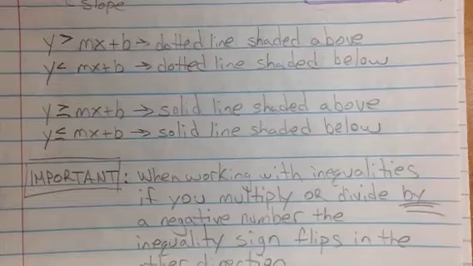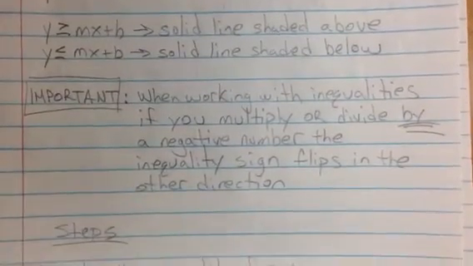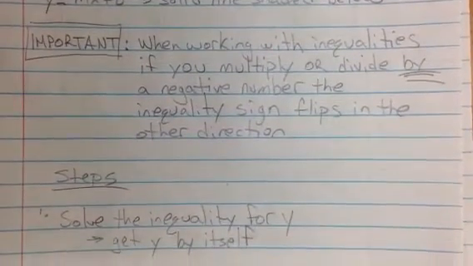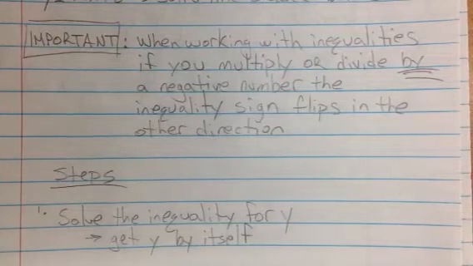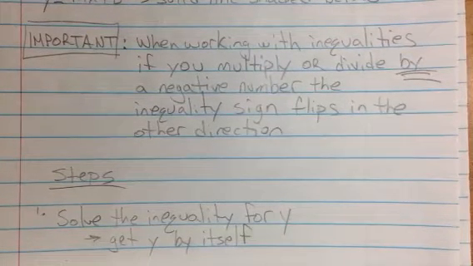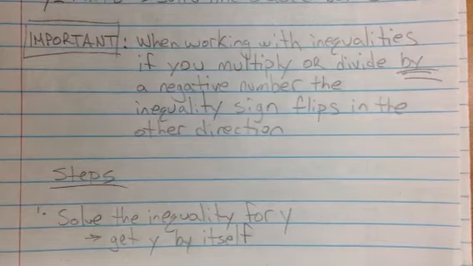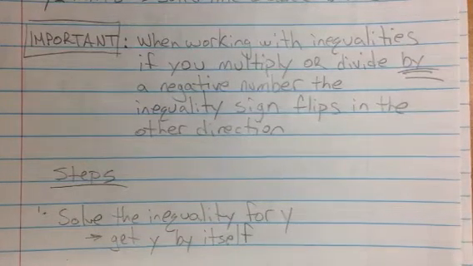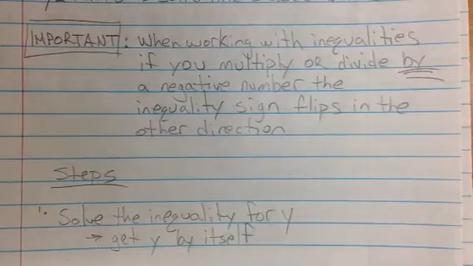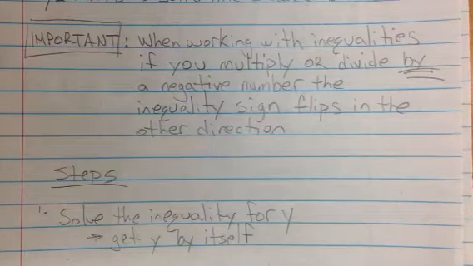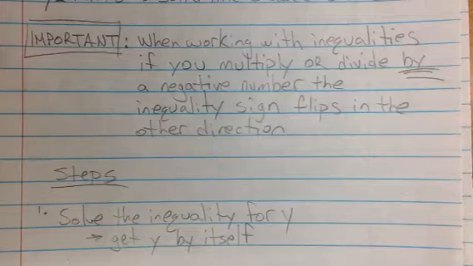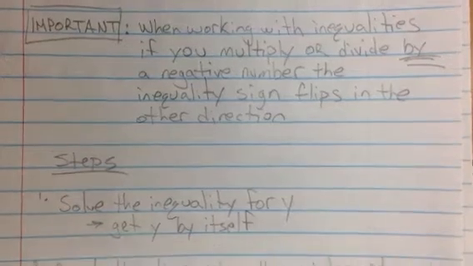Things to remember, because the first step is going to be solving for y. If you are working in an inequality and you need to divide by a negative or multiply by a negative, you must flip the inequality sign to the other direction. Also, keep in mind that flipping the inequality is dangerous because often people forget to flip the inequality sign at the same time.